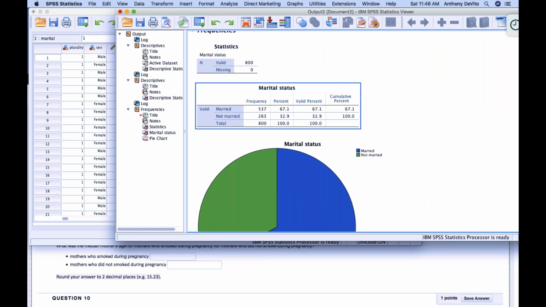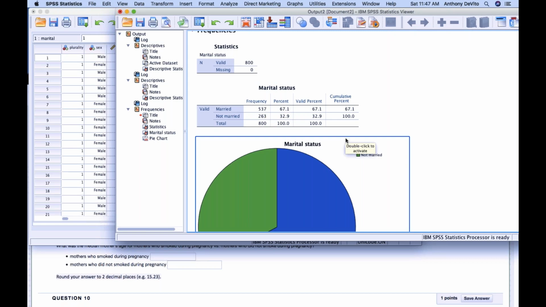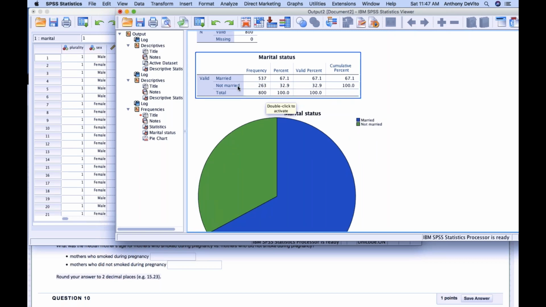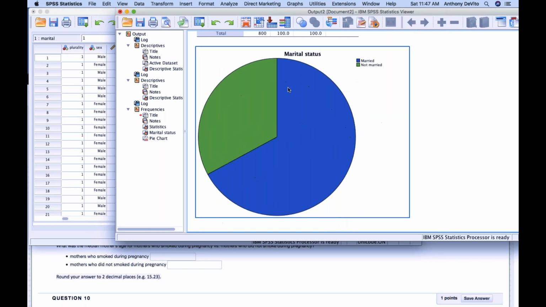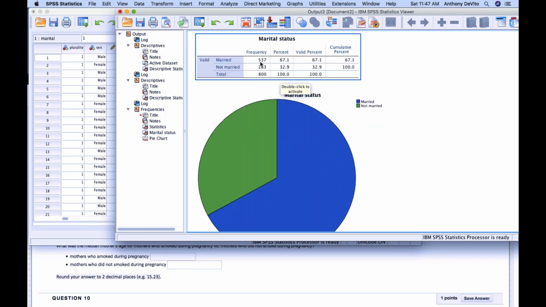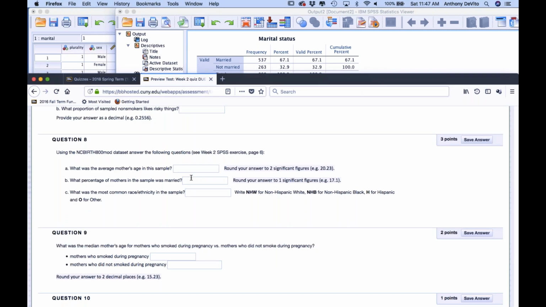So here we go. There were 537 women in this group that were married. That's 67.1% of the sample. The not married group was 32.9%. And here it is displayed graphically as well. So the percentage of women that were married is 67.1%. Okay, is that what they asked for? Yeah, it was. Okay, what is the most common race and ethnicity?